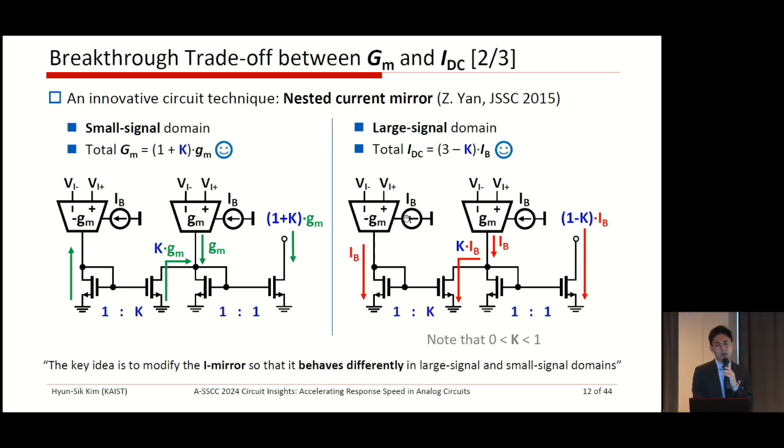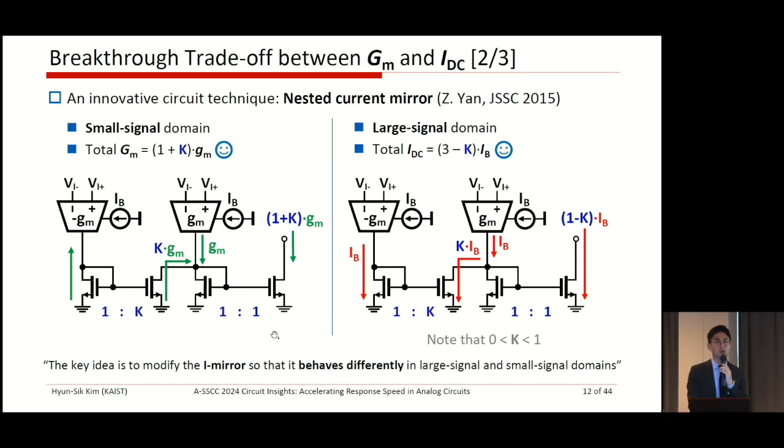On the other hand, the large signal domain is different. The IB current is consumed, and this is copied to here, but then only the remaining current will flow through here, so it is copied as only the remaining current, right? We can observe that here it is plus K, but here it is minus K, right? This is the opposite work for the K factor, right? So then we can see a good opportunity and potential to increase the gm without increasing the power consumption by using this kind of design, right?